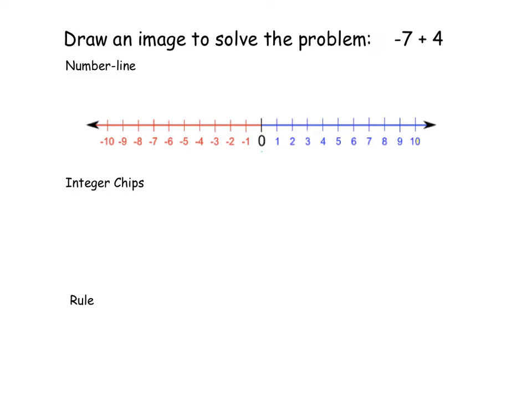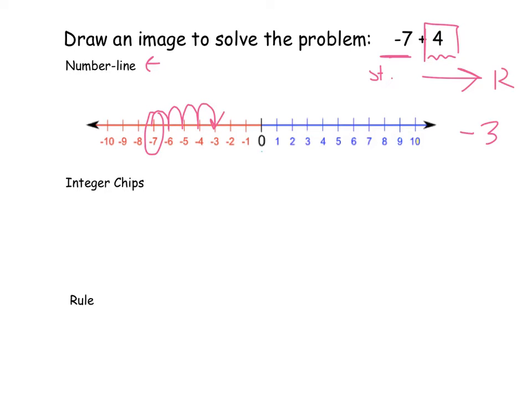Here, the problem is -7 plus 4. It's going to work the same way. If we're using our number line, which is our first image we could use, the start is at -7. So I find -7. And this is a positive 4. Positives move up or to the right. So that means I need to go right 4 units. 1, 2, 3, 4. Here, my answer should be -3.